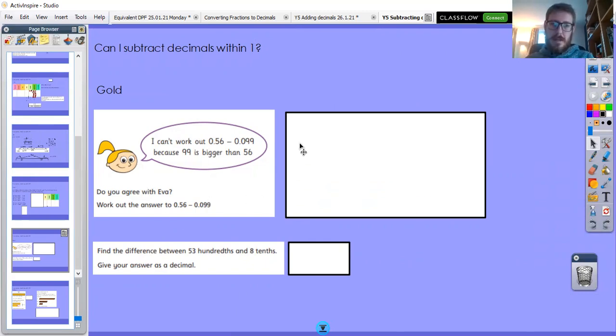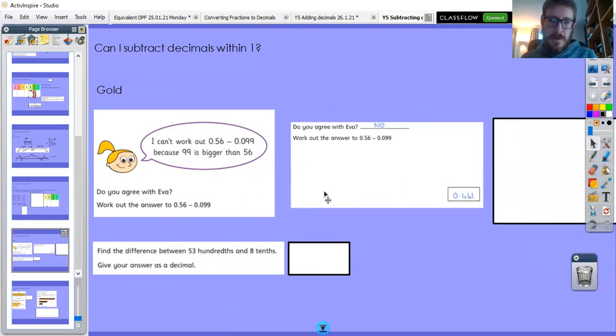Okay, so answers for these ones. So we've got, so I can't work out 0.56 take away 0.099 because 99 is bigger than 56. Do you agree with either? No, because we're not talking about 99 and 56. We're talking about 0.56 and 0.099.